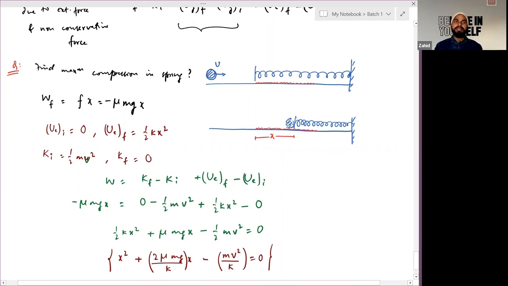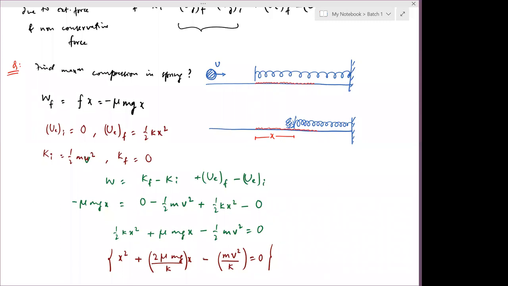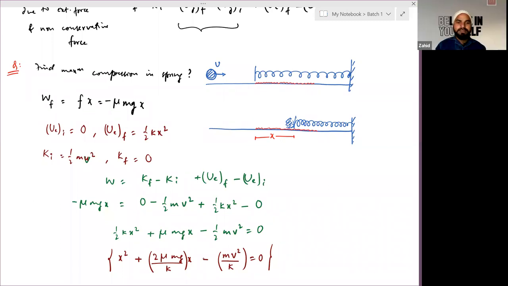Is it clear till this part? How I have taken each component and used the work energy theorem? Ishma, any doubt? No, sir. Okay, just write it down.